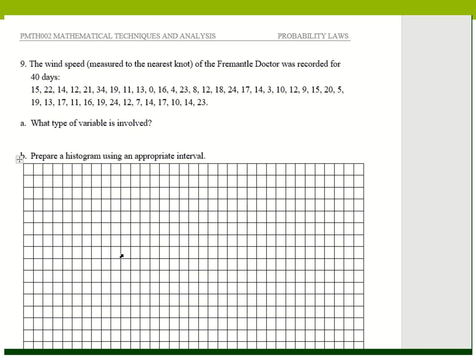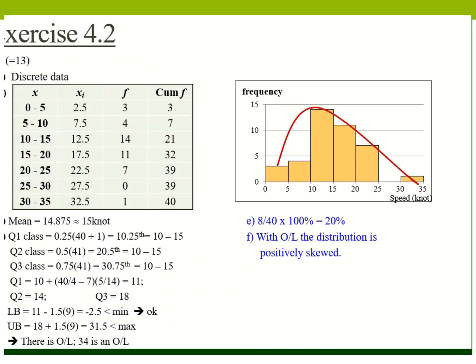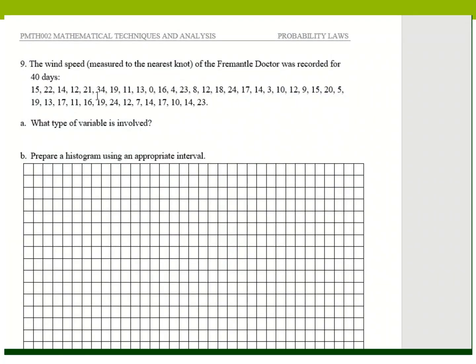All right. Okay, what type of variable is involved here? Basically, this is discrete data. Why is it discrete? It's a whole number. Okay, it's a whole number measured to the nearest knot.